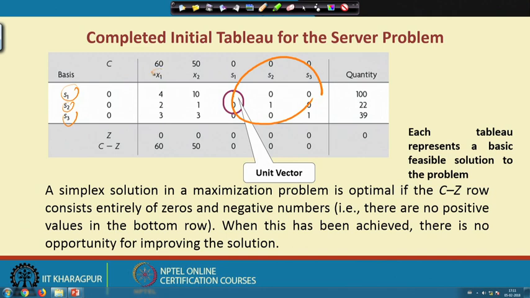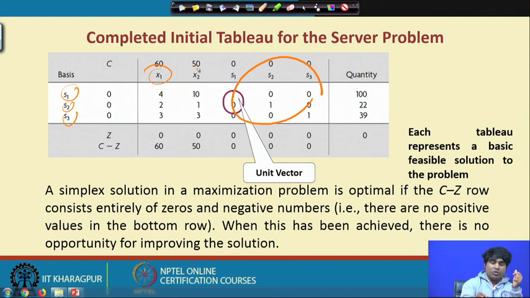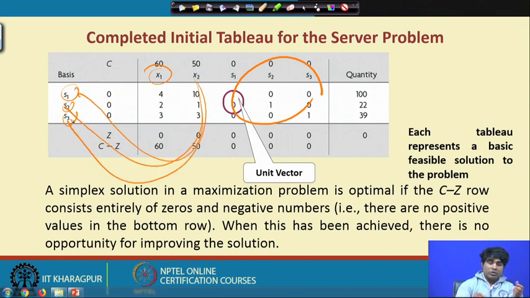The final solution is either x1 will be there and no x2, or x2 will be there and no x1, or both x1 and x2 can be there. So, in the processing, x1 can enter in the place of S1, or S2, or S3. Or x2 can be the incoming vector and the outgoing vector will be S1, S2, S3. So, x2 can be in the place of either S1, S2 or S3. Likewise, this will go like this, or this, or this, and again.